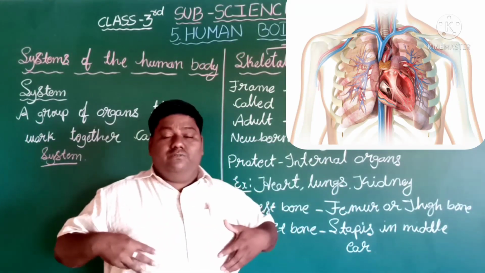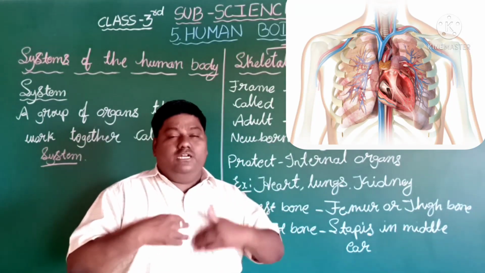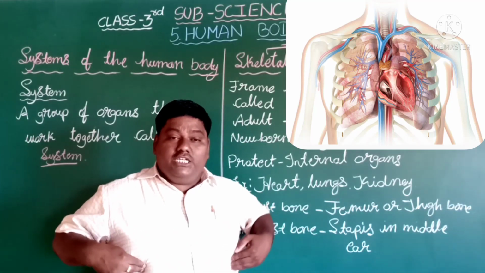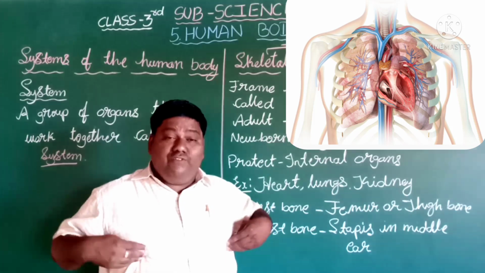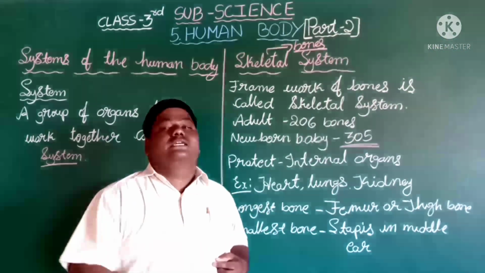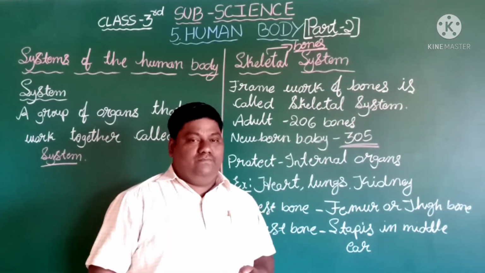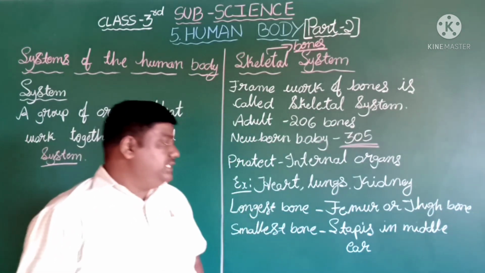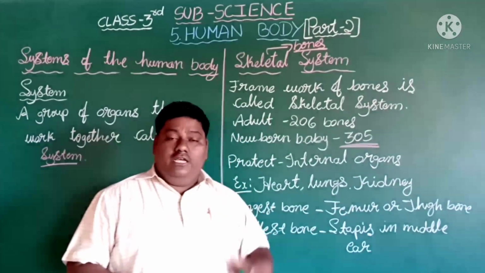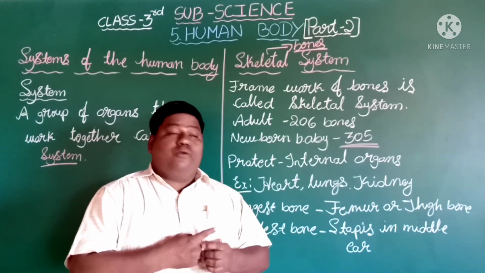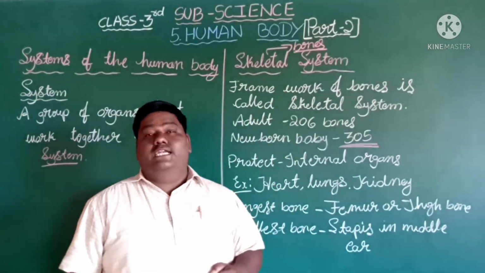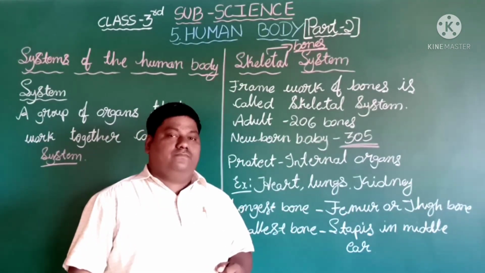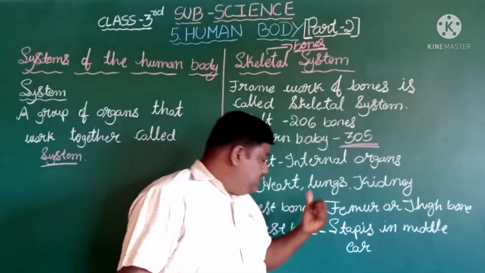All of you touch your chest. You are feeling something hard. What you are feeling, that is the rib cage. Okay. Next, kidneys. Kidneys are also protected by which one? Our skeletal system.